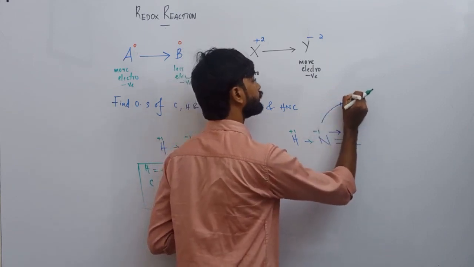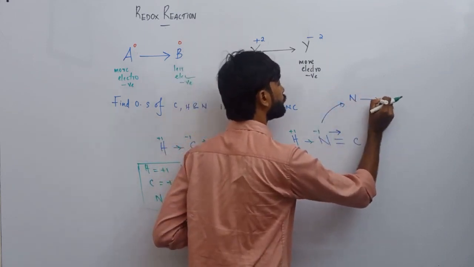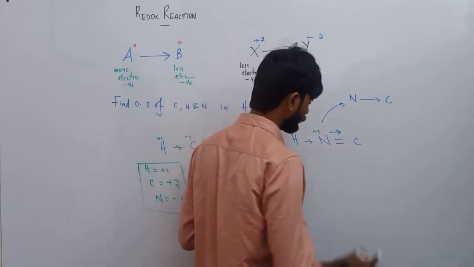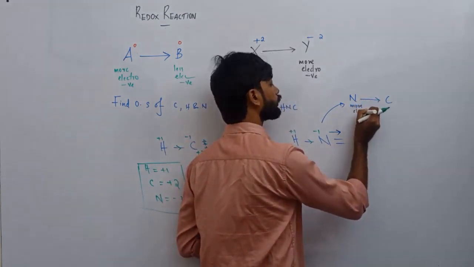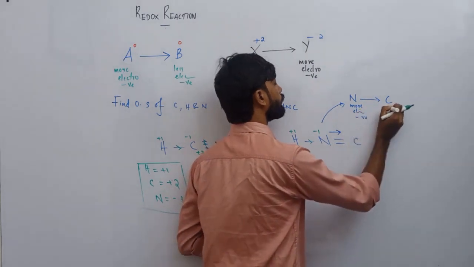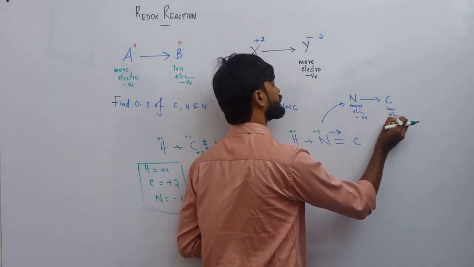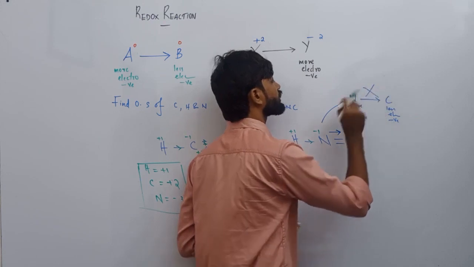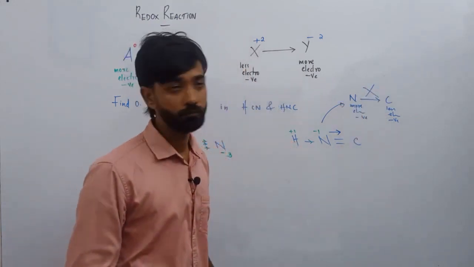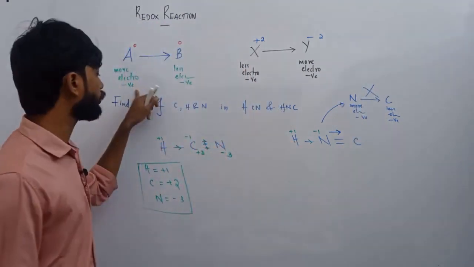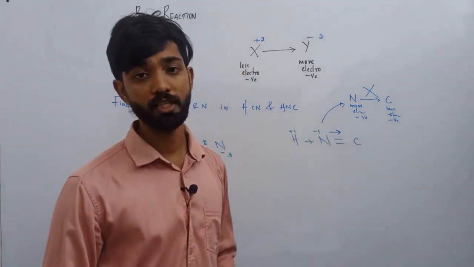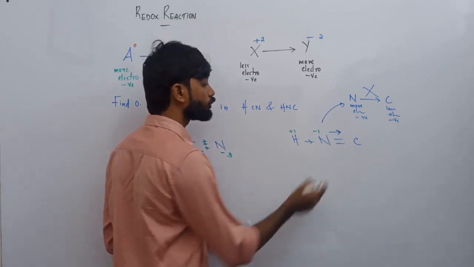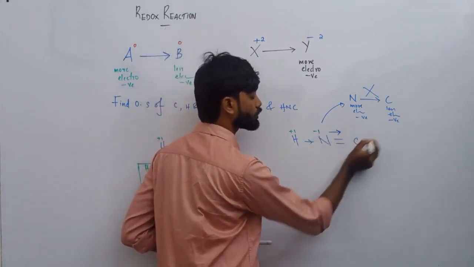Listen, it's a coordinate bond from nitrogen to carbon. I think nitrogen is more electronegative, right? Carbon is less electronegative. Yeah, so no need of considering this one. That's the point. From more electronegative to less electronegative, there is no need of considering that coordinate bond. So you simply leave this coordinate bond as 0, 0.